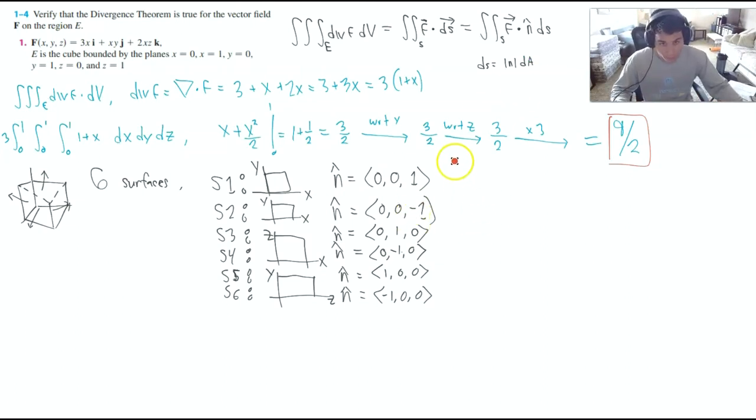Nonetheless, let's keep going here. So what does this mean? Like I said, for surface 1, it's only shooting out in the z direction. So if we look at this plane, we have to think about where this plane is located. It's located at z equals 1. And how about this one? It's located at z equals 0.